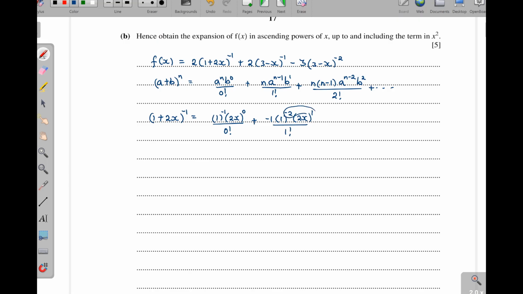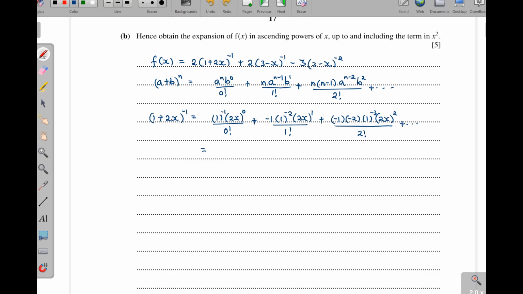Remember, when you add these powers here, you always get this n that is given there, okay? Then plus, drop down this power. You have negative 1, then times negative 2, and then 1, the power here reduces by 1, so it becomes negative 3. And then here we have 2x, then to the power of 2, then out of 2 factorial. And then this one continues, but we shall stop here because they said up to and including the term in x squared. So this one will result in an x squared. We ignore the higher powers.